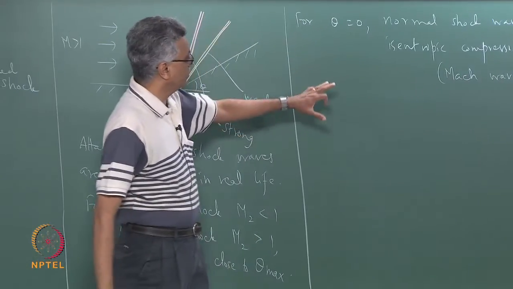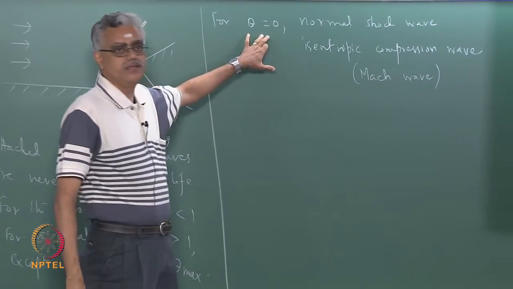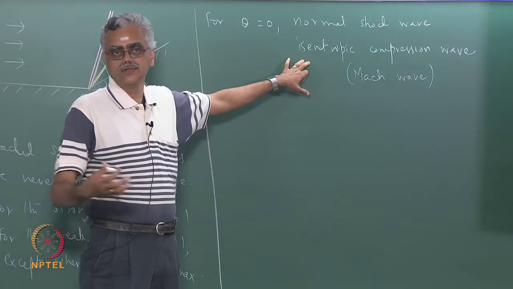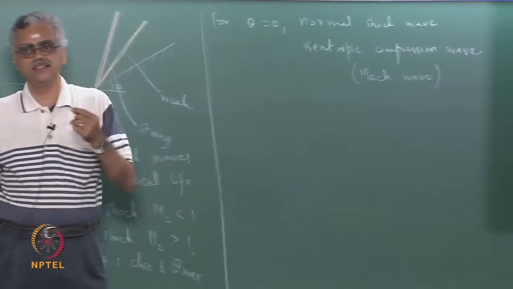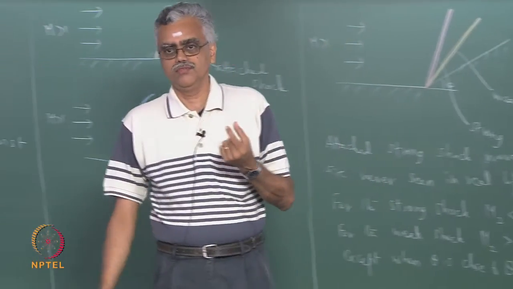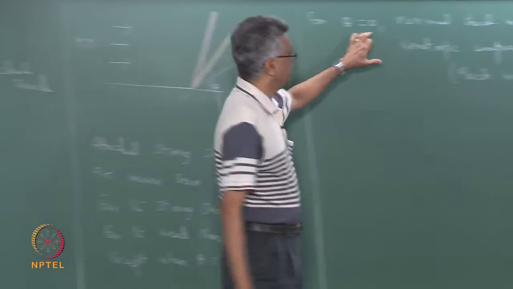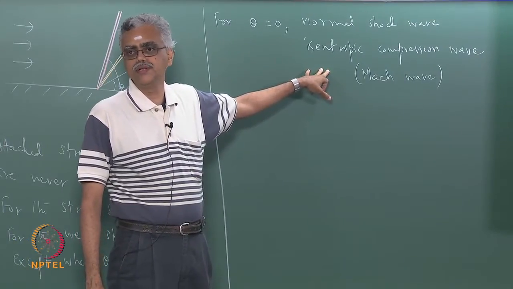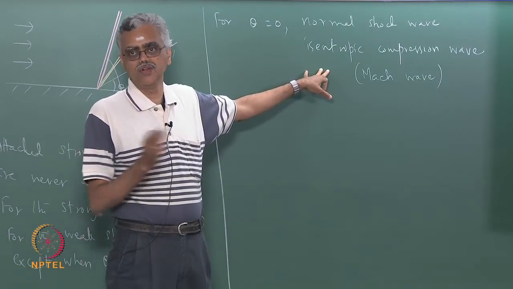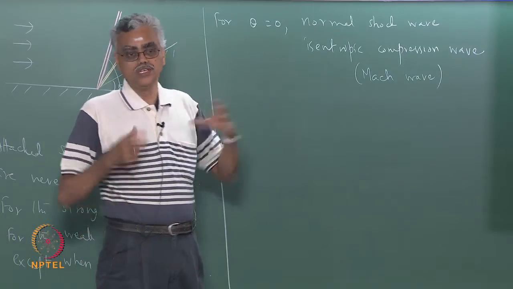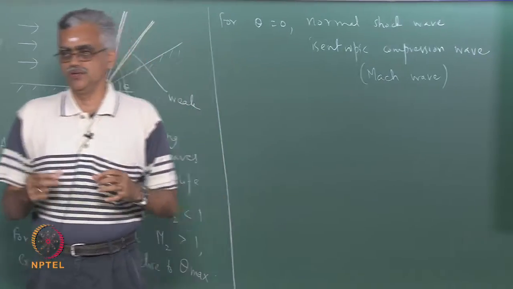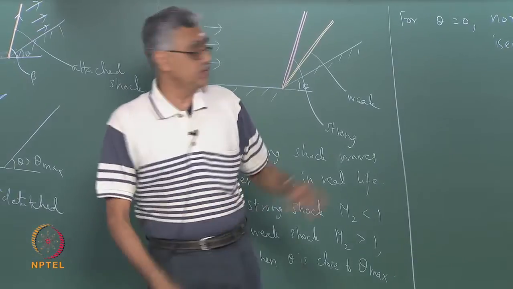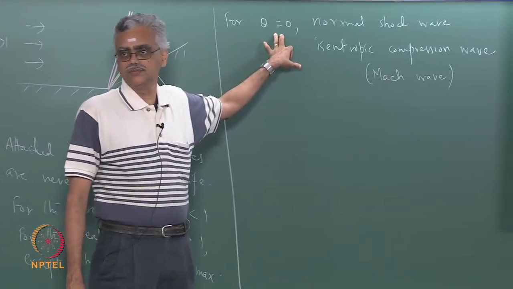So in the framework of the oblique shock wave, theta may seem to be equal to 0 for this case, but when you actually take a closer look, it turns out that theta is not 0 for this case, but theta is an infinitesimally small number for the Mach wave. In this framework, we are saying theta is 0 for this solution, but in reality it is an infinitesimally small quantity. It is a very, very weak oblique shock wave which deflects the flow through an infinitesimally small angle. So seen from this perspective, it appears to be 0. But if you close in, you see that the flow deflection is a small number, not 0, whereas for normal shock, it is exactly equal to 0.